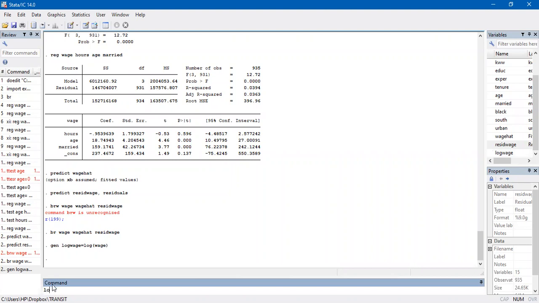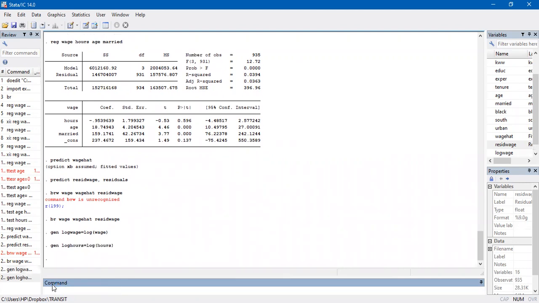Then let's also generate a new variable called log hours. This is equal to the log of hours. Go to the variables window and you see log hours there. Now, let's run a log simple regression model on wage and hours of work.